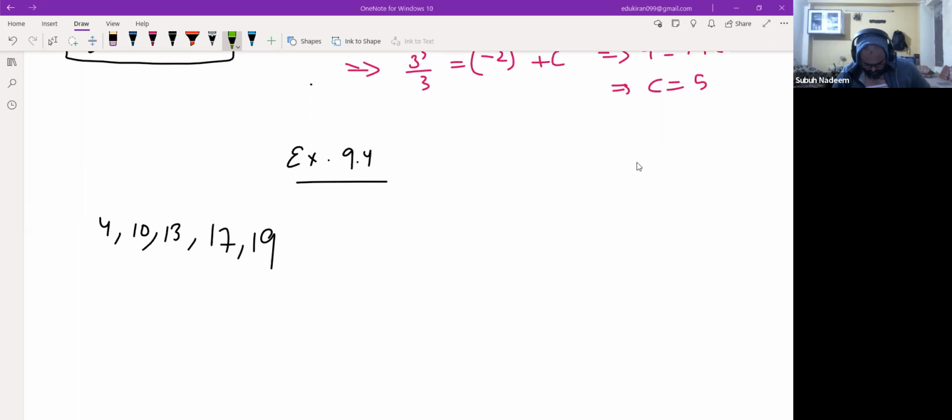So for the 10th one, I was able to do the integration part. I'm not sure how to go after that.